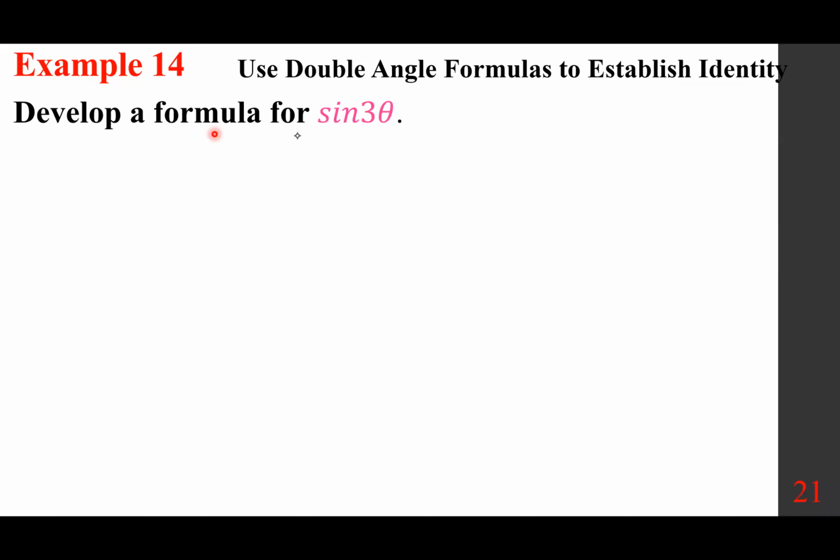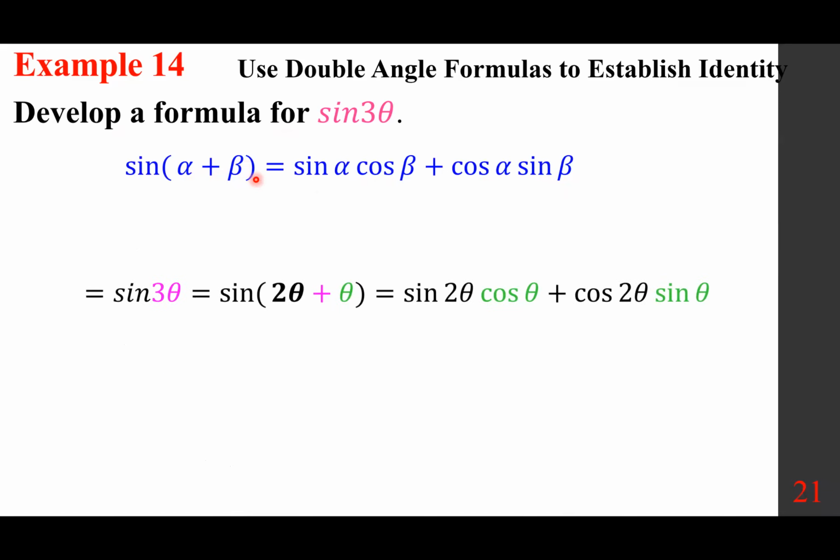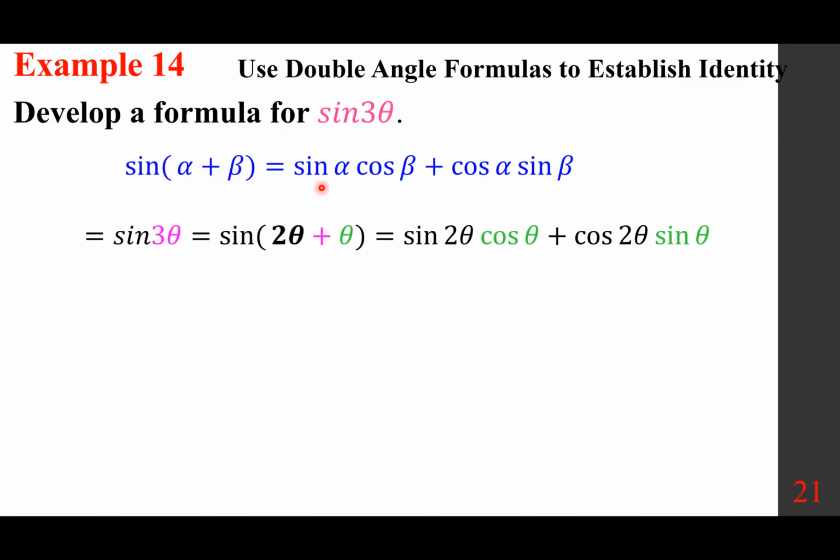We want to develop a formula for sine of 3 theta, and we use the sine of alpha plus beta, which is sine alpha cosine beta plus cosine alpha sine beta. This is the technique, and we use one of them as theta, one of them as 2 theta. Okay, so sine of 3 theta is sine of 2 theta plus theta. According to this, then we have sine of 2 theta cosine of theta, plus cosine of 2 theta sine of theta. So it doesn't matter which one you put, but 2 theta plus theta, theta plus 2 theta, and you develop that.